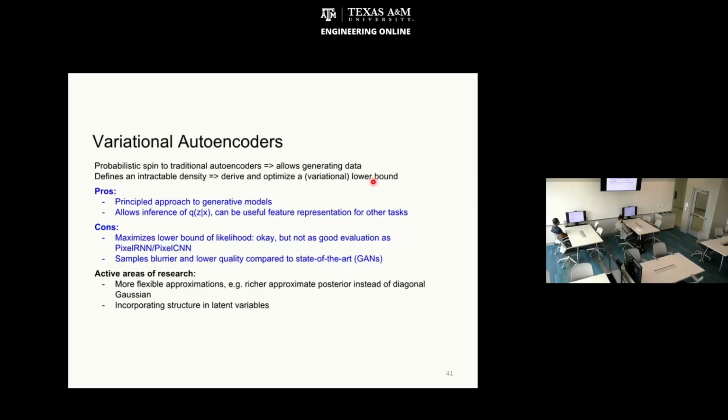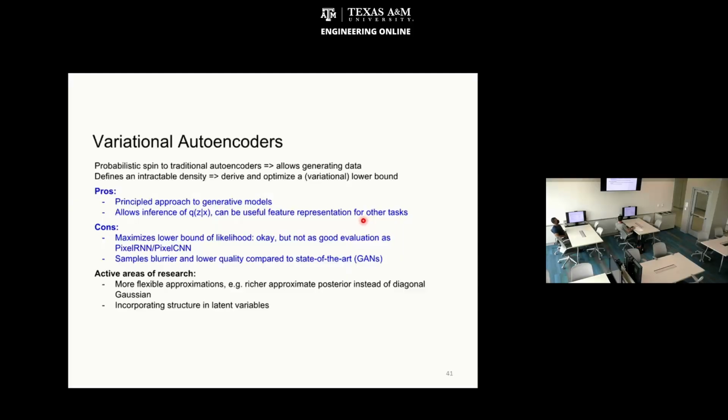So the pros and the cons. You can see that this is a very principled approach to generative models, right? We have this encoder, decoder, and we have these Gaussian distributions whose parameters are to be estimated. And we allow this q of z given x, which can be useful as a feature representation. Your decoder can be used for sampling, and the encoder can be used for feature generation. What's the con?